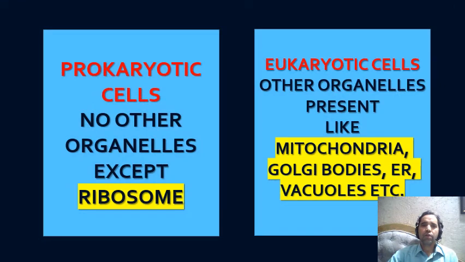Next difference is that there are no organelles in prokaryotic cell except ribosome, which you have seen previously. On the other hand, eukaryotic cell has various organelles, for example, mitochondria, Golgi bodies, endoplasmic reticulum, vacuole, centrosome, plastid. Centrosome or centriole is present in animal cell, and plastids are present in plant cell.